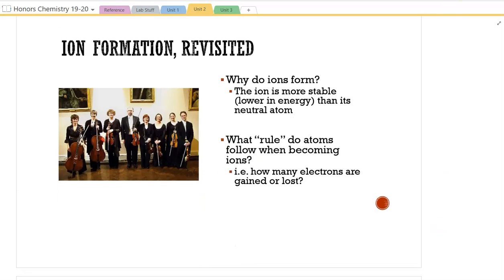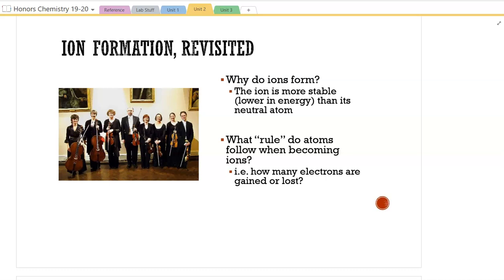So how exactly do we form ions? Well, remember that there is some reason for it. The reason why ions even form in the first place is because usually the ion ends up being more stable than the regular atom by itself. What exactly is responsible for that? That's a little bit more complicated than we need to get into now. But just know that usually ions are the more stable form of an atom than the neutral one.